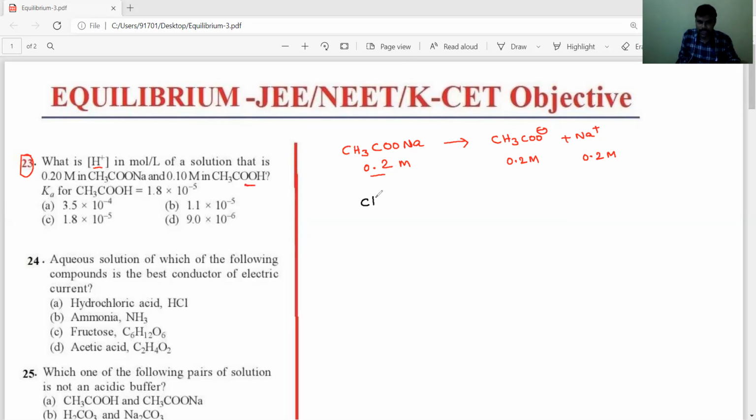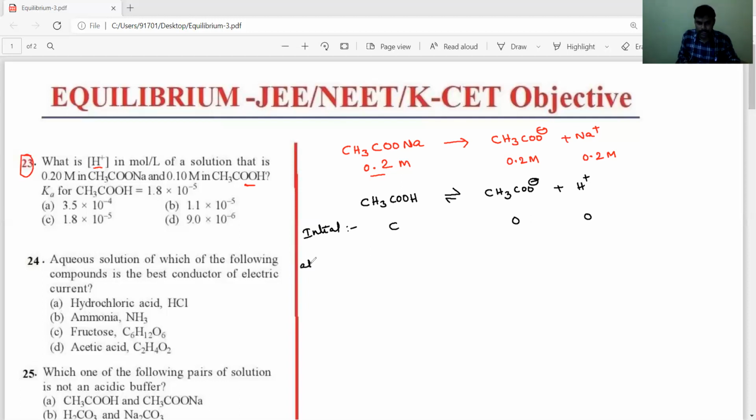Acetic acid is CH3COOH. The acetic acid is a weak acid. It can be ionized, means it cannot ionize 100%. That's why equilibrium will exist to give acetate ions and H plus ions. Okay, at the initial state, the acetic acid concentration, you have to think it is C, and acetate ions concentration is 0, and H plus ions concentration is 0.